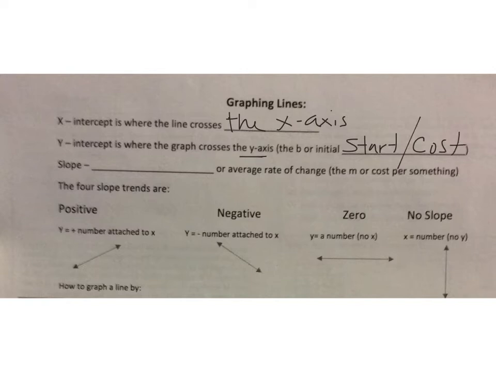Let's talk about the slope. Your slope is your rise over your run, or average rate of change. The m, or the cost per something. The 4 slope trends are positive, negative, zero, and no slope. Let's talk about each one of those. Positive means you're climbing uphill. Negative means you're going downhill. 0 is your straight line going left to right. Your no slope is going north to south.